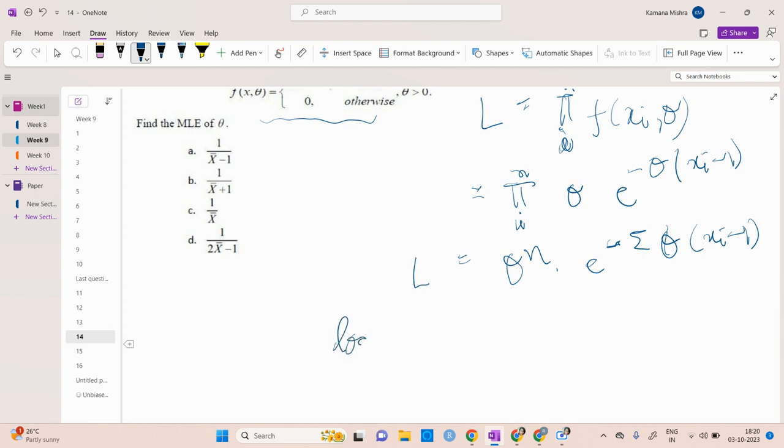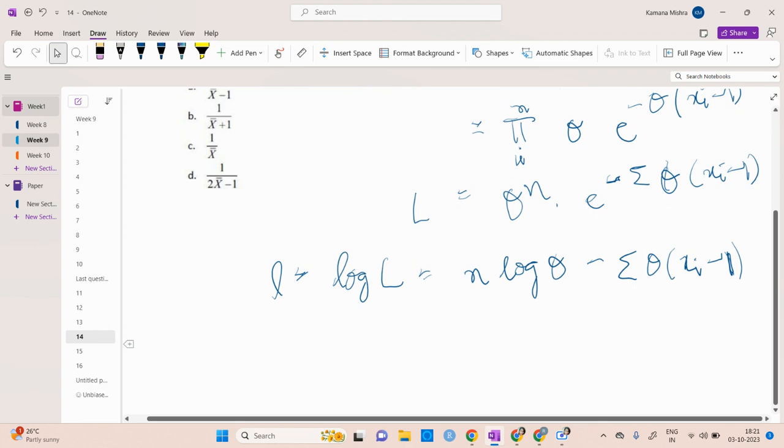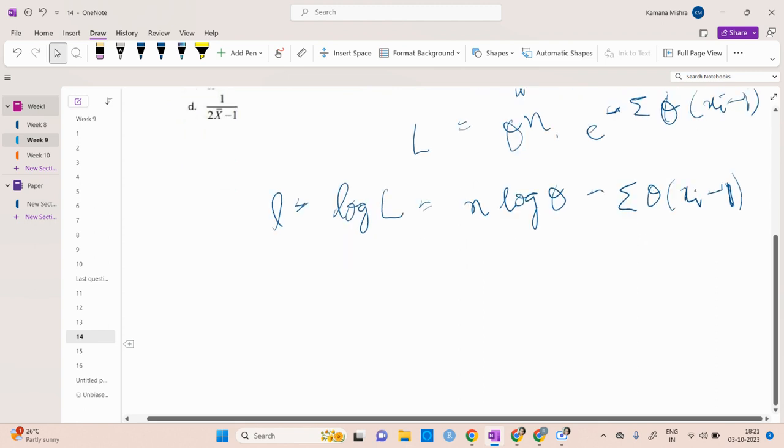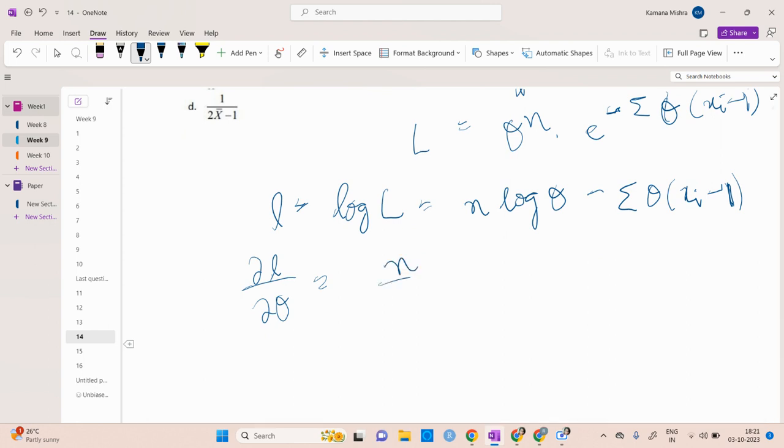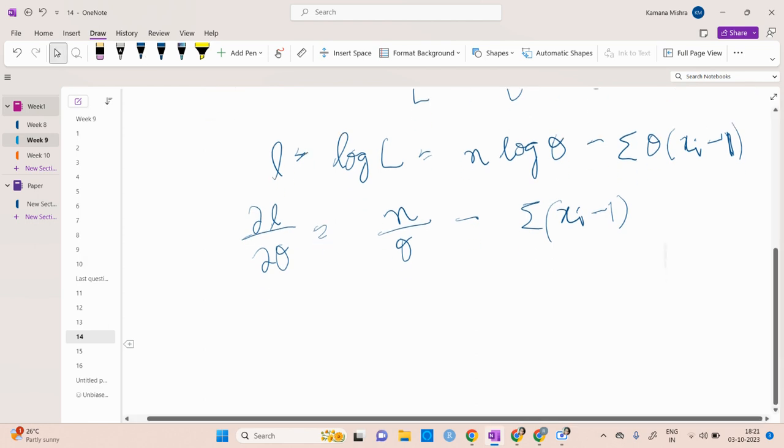Now we can take the log of it. Log of L will be n log theta minus summation theta (xi minus 1), and then log of e is 1, right? So we don't need to write that. Now what we find is del L by del theta, because theta here is the parameter. So it will be n upon theta minus summation (xi minus 1) simply, right?